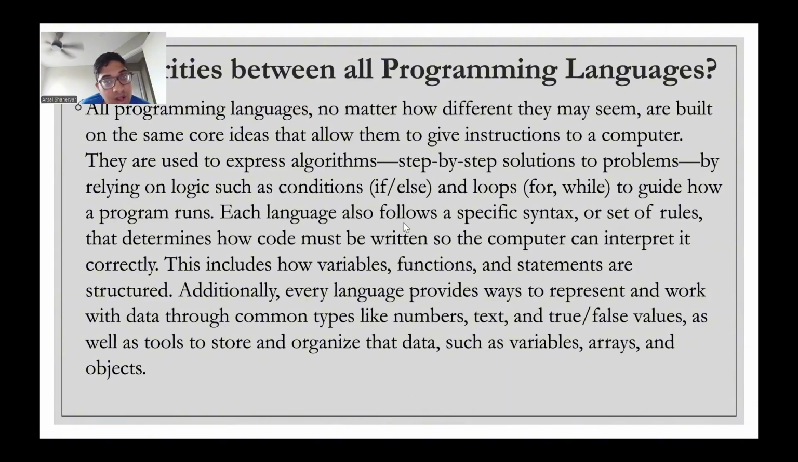Each language also follows a specific syntax, or set of rules that determines how code must be written so the computer can interpret it correctly. This includes how variables, functions, and statements are structured. Additionally, every language provides ways to represent and work with data through common types like numbers, text, and true and false values, as well as tools to store and organize that data, such as variables, arrays, and objects.